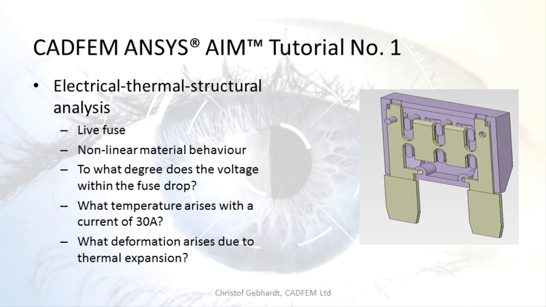This is Christoph Gebhardt, and I'd like to show you how to perform an electrical, thermal and structural analysis using ANSYS AIM. What we're dealing with is a fuse, and we want to study the current path, i.e. the voltage drop that occurs, the temperature that arises, and the deformation that arises due to thermal expansion. The whole thing has to be calculated in a manner that links everything together, i.e. all the physical properties, the electrical, the thermal and the structural properties are put into a single analysis, because we're dealing with non-linear material behavior, as the material properties are temperature dependent.